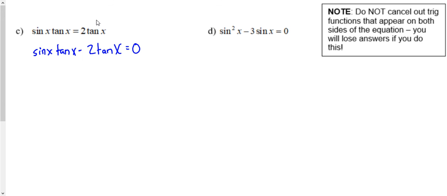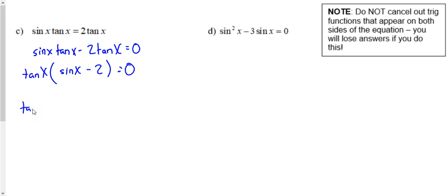Now that they're all on the same side, what I want to do is factor. So I'm going to factor out a tan x from both terms here. So this is a binomial factoring right now. So I have tan x bracket. Tan x times what gets you back to sine x tan x? So it's just a singular sine x. And then tan x times what gets you back to minus 2tan x? And of course that's minus 2. And there we go. Equals 0.